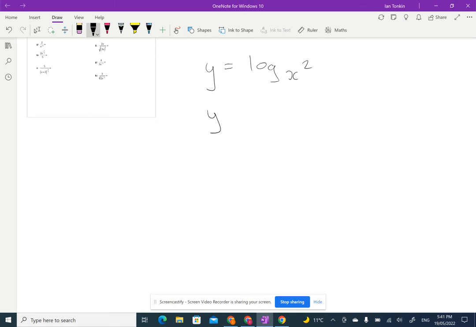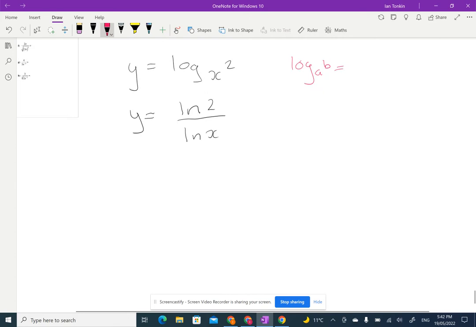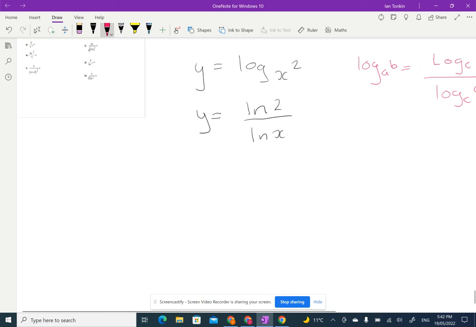But then you know that you can take any log. So I'm going to take ln of 2 over ln of x. And that comes from this law that log of a over b equals any log of the same base over the top. So once you get that, you're away.